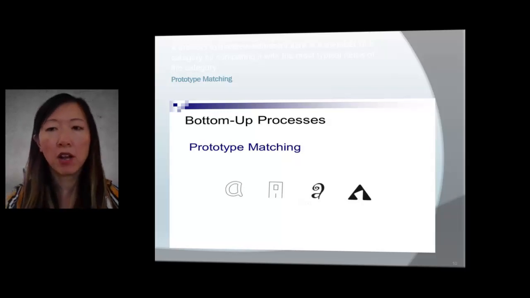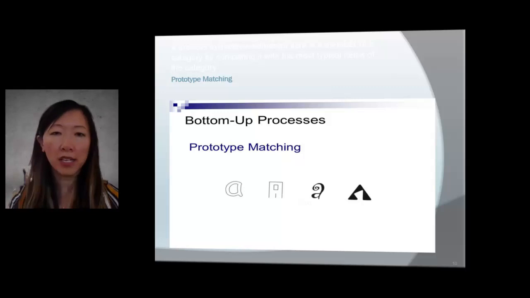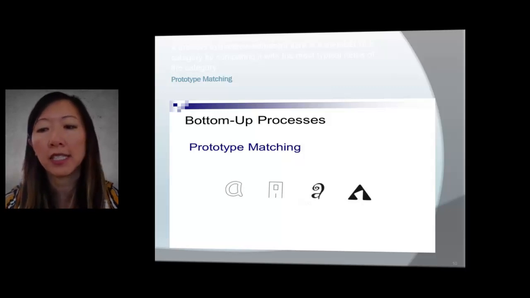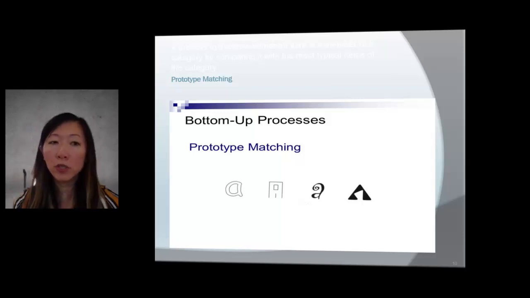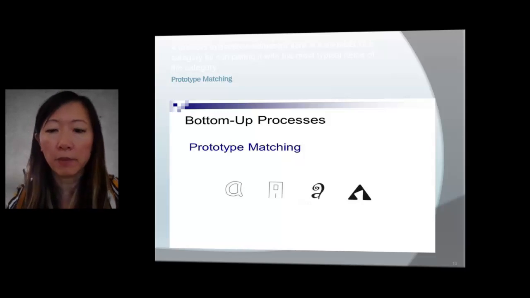The next part of the lecture, which, like I said, we'll talk about more in class, is the top-down process, which really accounts for context and how we use context to recognize the items around us.